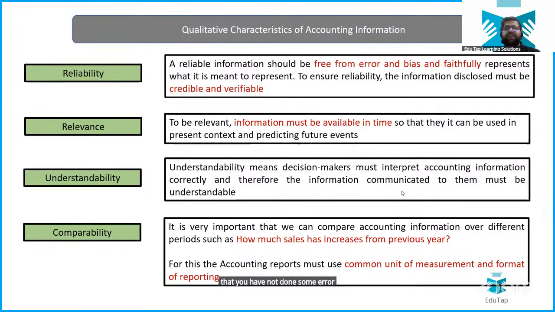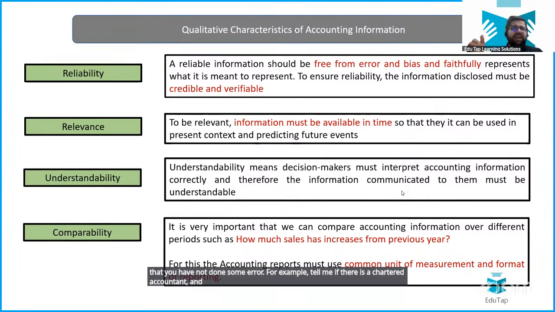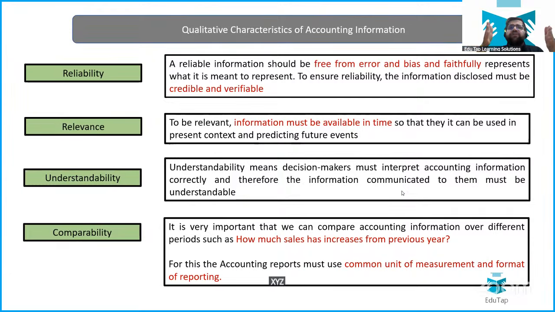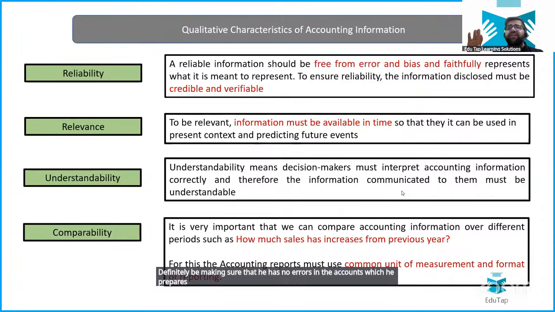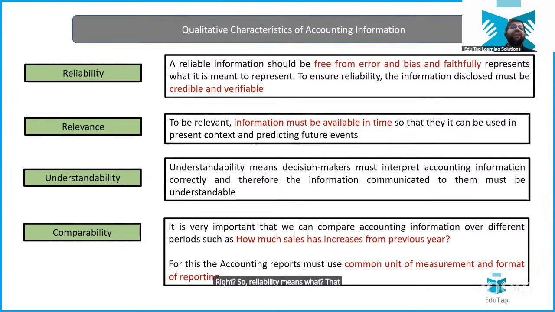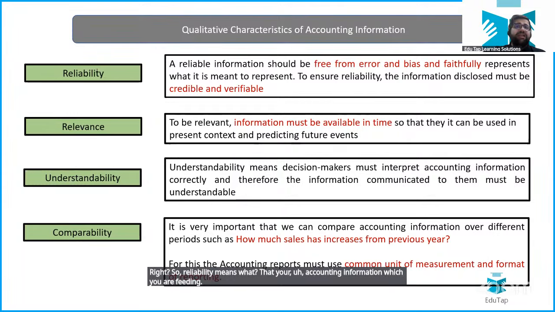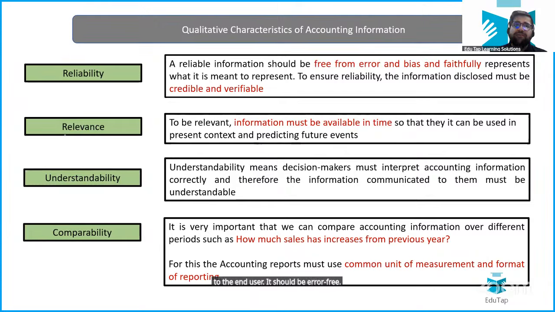For example, tell me, if there is a chartered accountant and any random person, XYZ, which person will provide you more reliable information? A CA or a different person? A CA only, right? A CA has completed multiple years of preparation, so he will definitely make sure that he has no errors in the accounts he prepares. I will not trust a person who is just coming out of bed and saying that he will prepare your accounts, right? So reliability means that the accounting information you are feeding to the end user should be error free. Then comes your relevance.